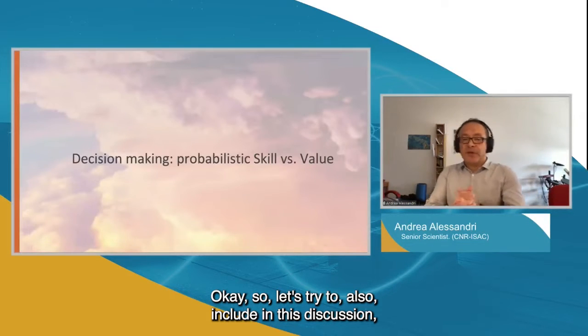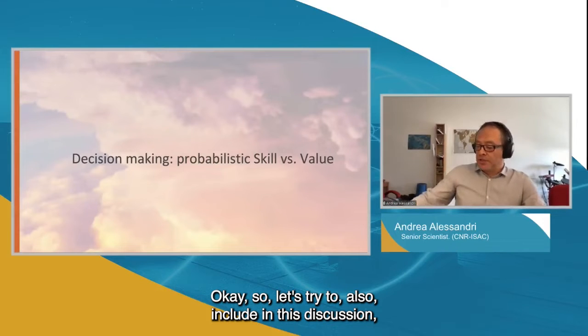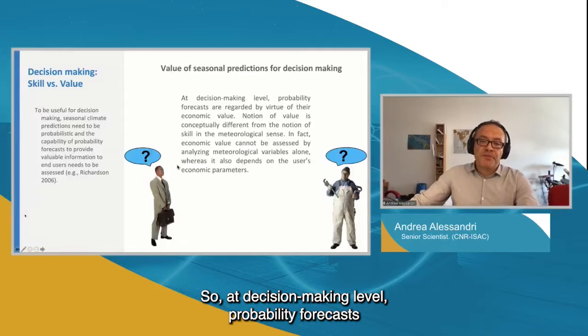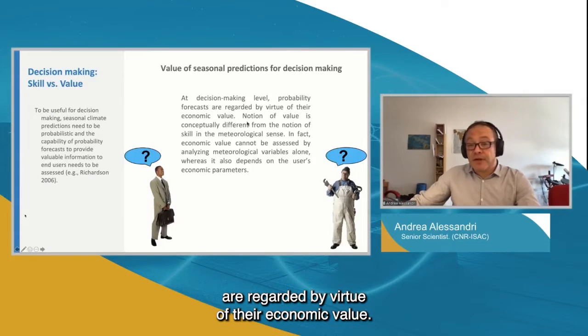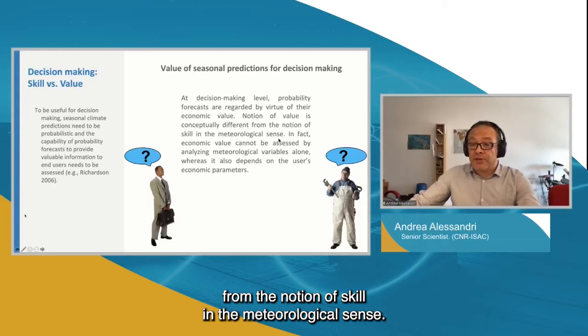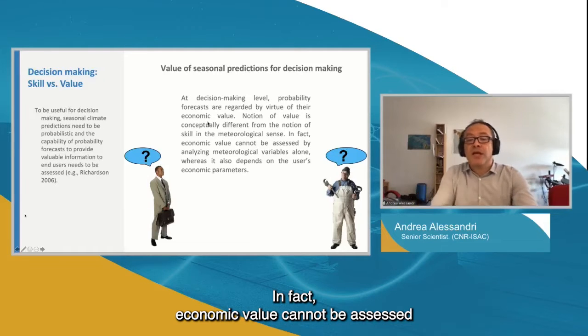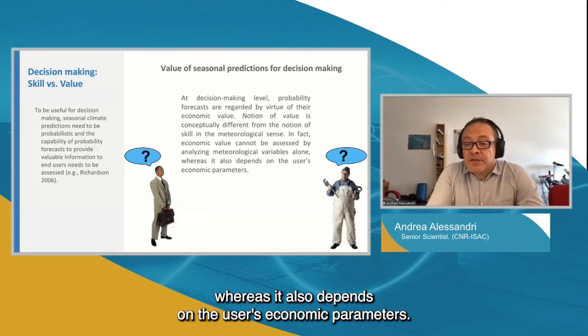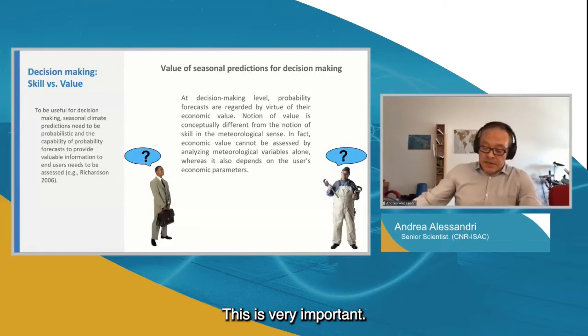Okay, so let's also include in this discussion a bit of the economic value for decision making. At a decision-making level, probability forecasts are regarded by virtue of their economic value. The notion of value is conceptually different from the notion of skill in a methodological sense. In fact, economic value cannot be assessed by analyzing methodological variables alone, whereas it also depends on the user's economic parameters. This is very important.